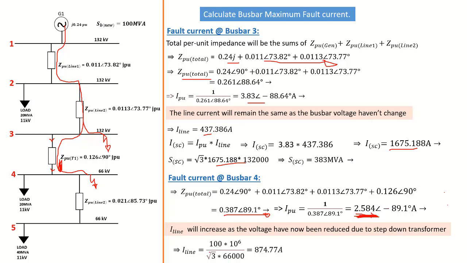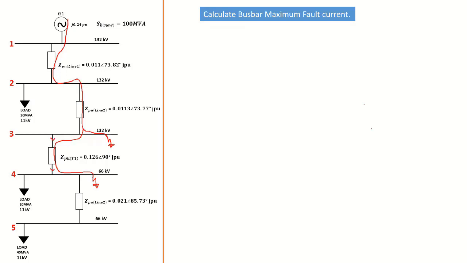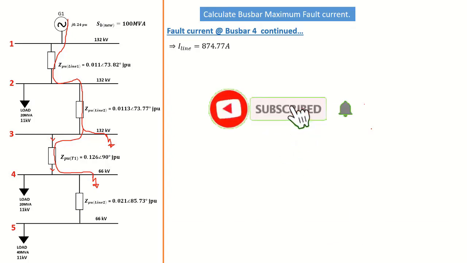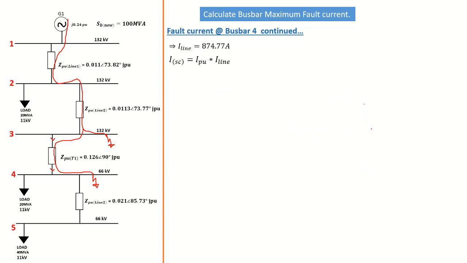Okay, so now our I line is going to be, with the same 100 MVA and a new voltage, 874.77 amps. So that is now the value of our line current. Continuing on with our fault current at busbar 4, we've already calculated I line, which is 874.77 amps. This means the short circuit current at busbar 4 is now I per unit times I line.